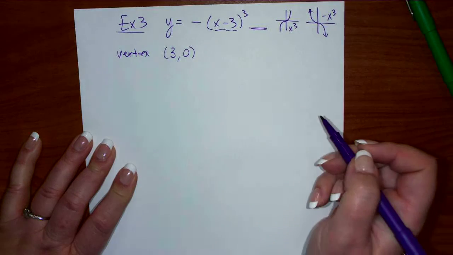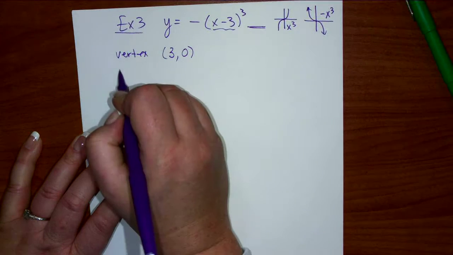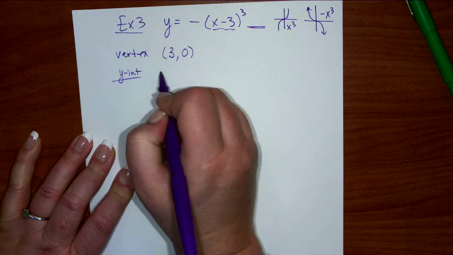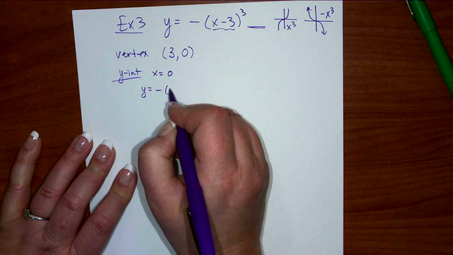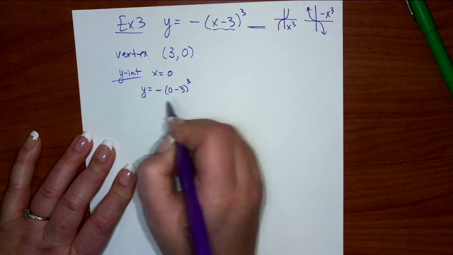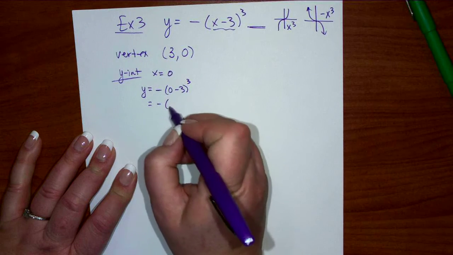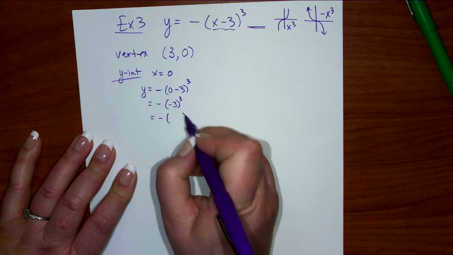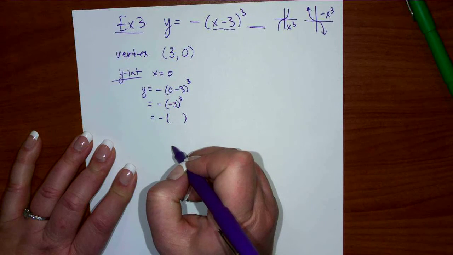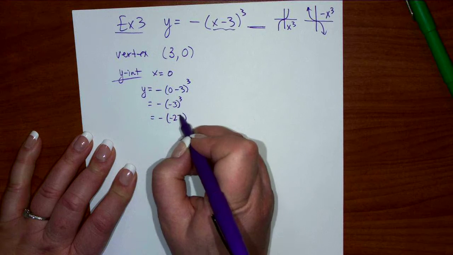Y-intercept? Be careful with negative signs. We have -3 cubed. -3 cubed is -27. And we've got a negative outside, so it'll be positive 27.